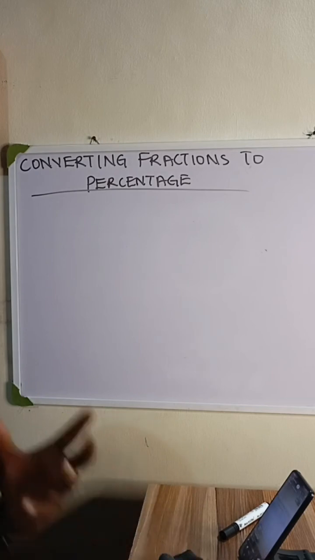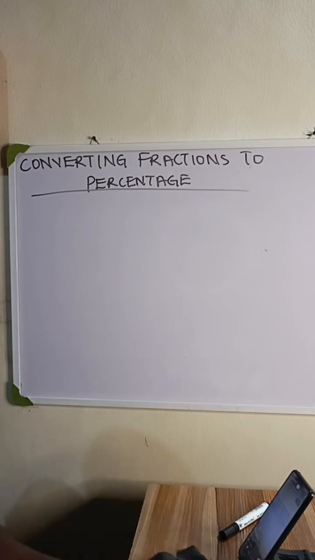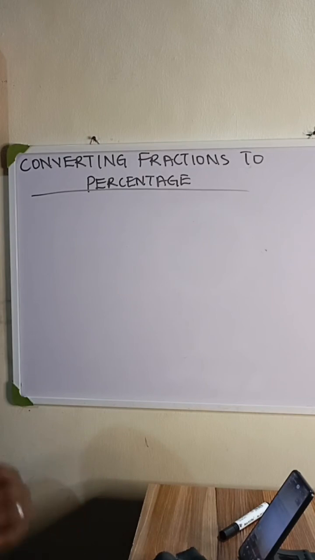So let's convert fractions to percentage. To convert fractions to percentage, all we need to do is multiply the fraction by 100 and then simplify the fraction. Okay, so let's look at an example.